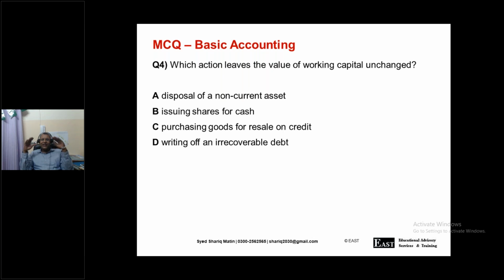Thank you, sir. See, as Elia said, inventory will increase, current assets will increase, but the corresponding current liability is also increasing. So an increase in current assets and an increase in current liabilities of the same amount will have no change in working capital, right? Great, Elia. Thank you very much. Anusha, is it clear?